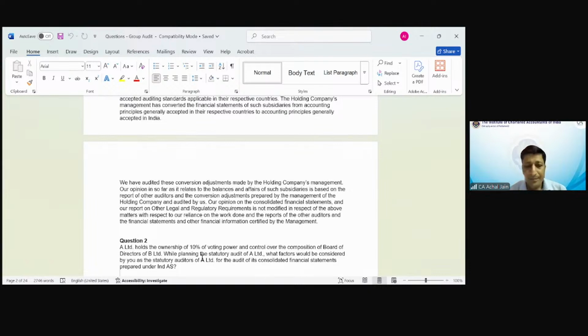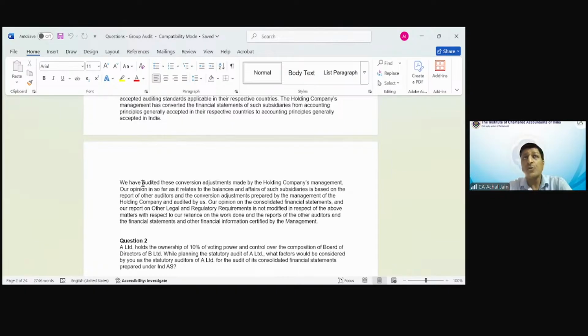Sir, even though he has only 10% of the voting powers, he has control over the company. Correct. Then how much control he has on that company, we need to identify. Accordingly, we need to include it in the consolidated financial statements. Okay, so that's the first point. What else?